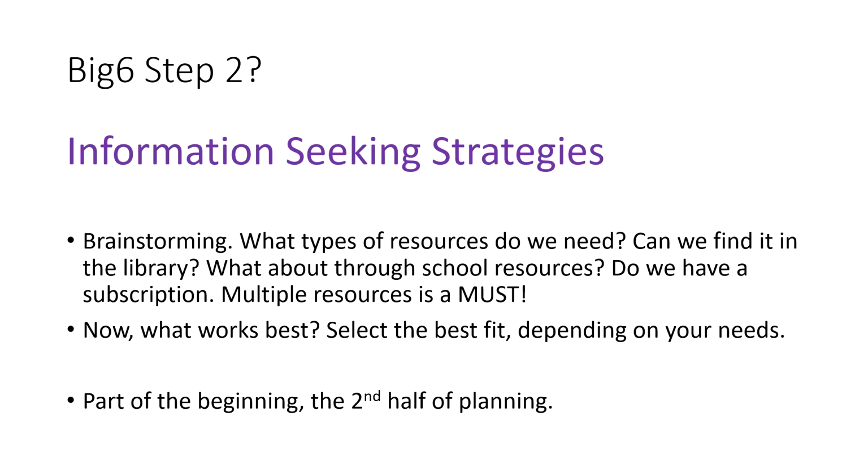Big 6 step number 2 is the information seeking strategies. This is a major component in brainstorming. So what types of resources do we need? Can we find it in the library? Is it an online school resource? Do we have a subscription through the school? Can you find that? How can you find it? We have to have multiple resources. That is an absolute must. So start thinking about that process. So once we have all these options, what works best? When we select our best fit, that'll be based on the needs, and this is the part of the beginning chunk, and it is the second half of planning.